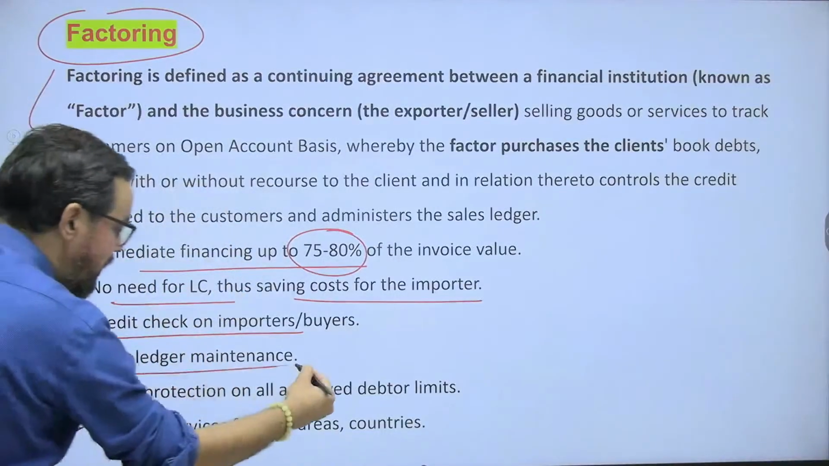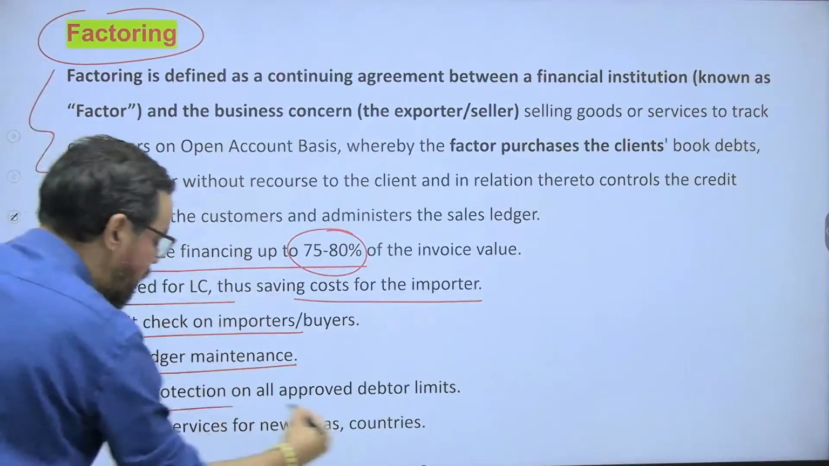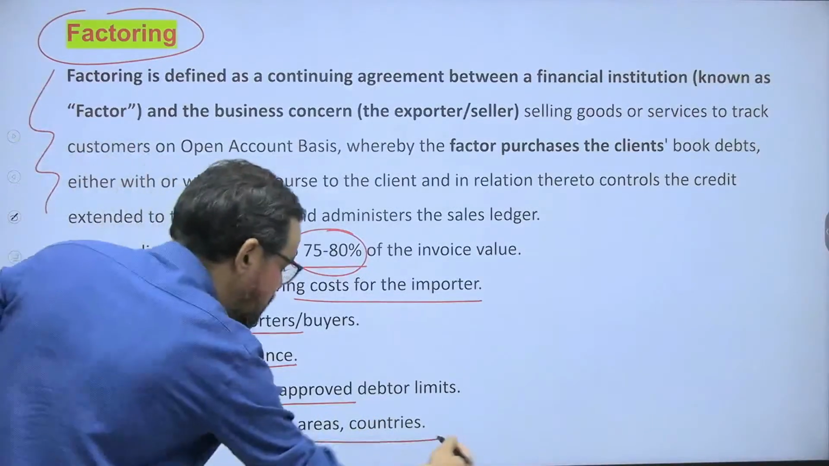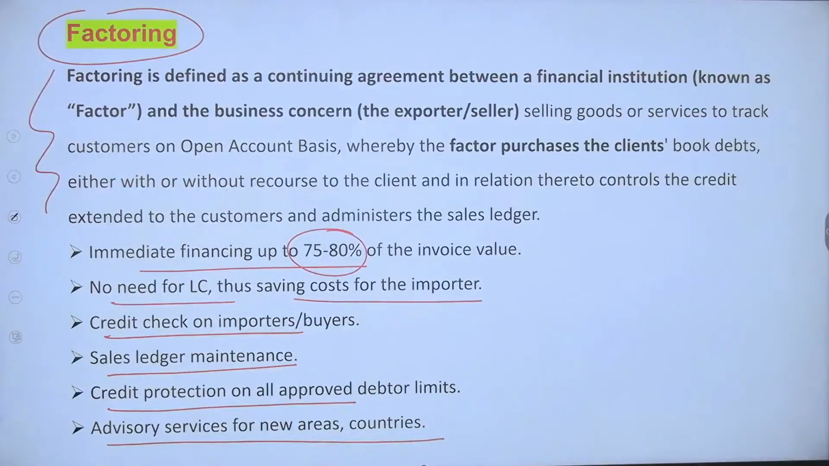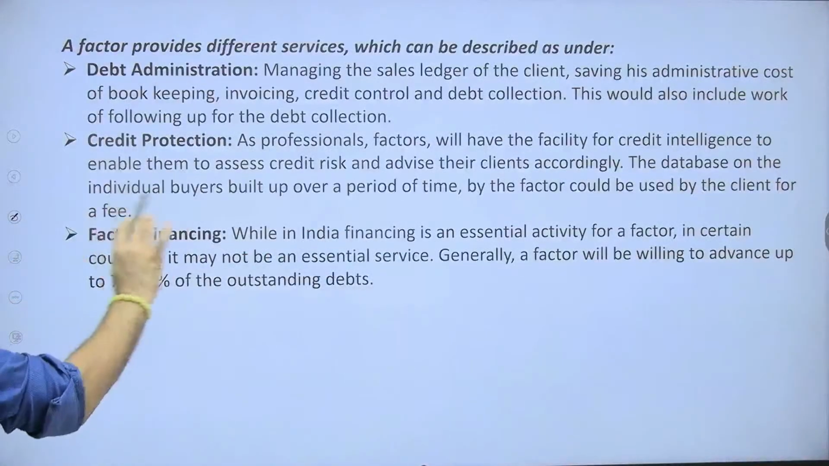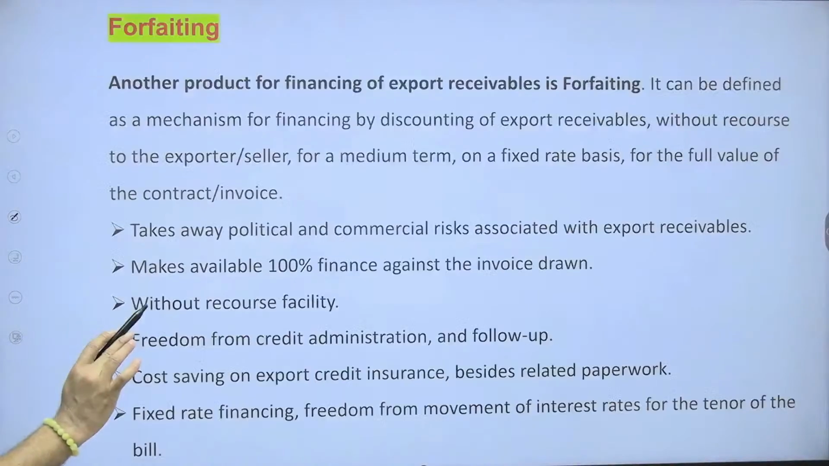These are the additional services which are generally provided by a factor to the exporters. Sales ledger maintenance is done by the factor. Credit protection on all approved debtor limits. Advisory services for new areas and countries. So basically exporters get these many benefits with factoring services. Okay? So debt administration, credit protection, financing and others.